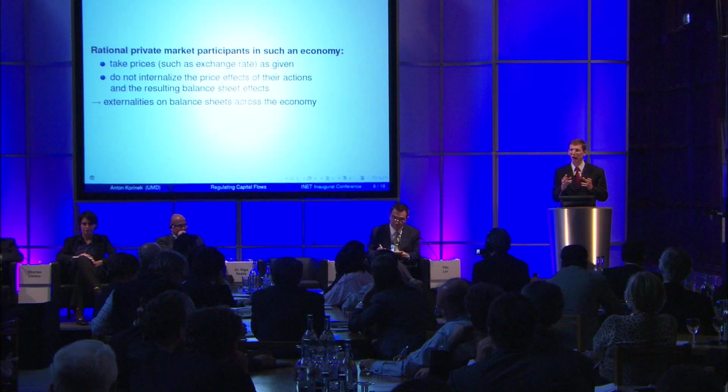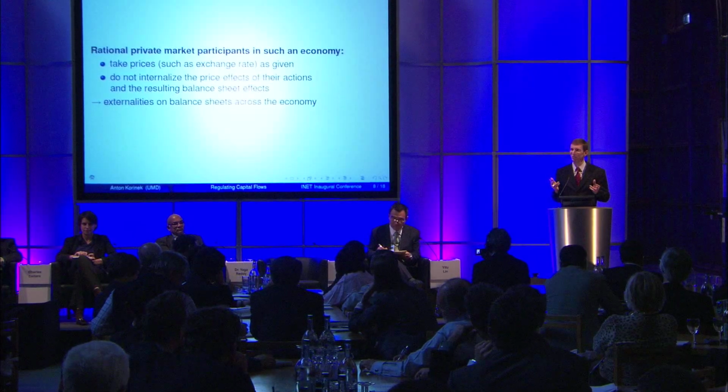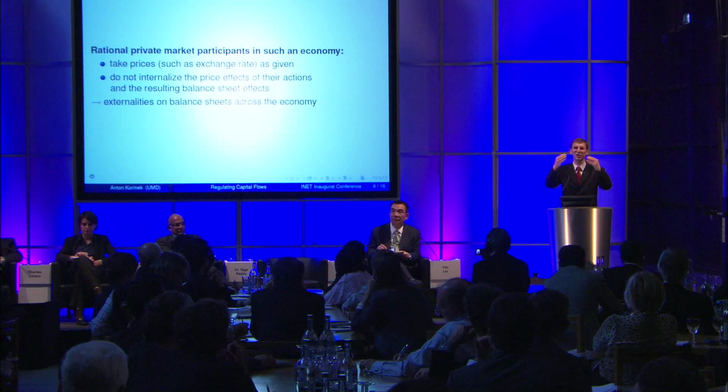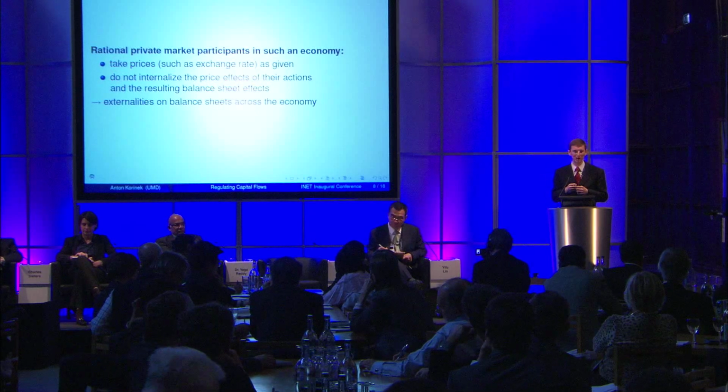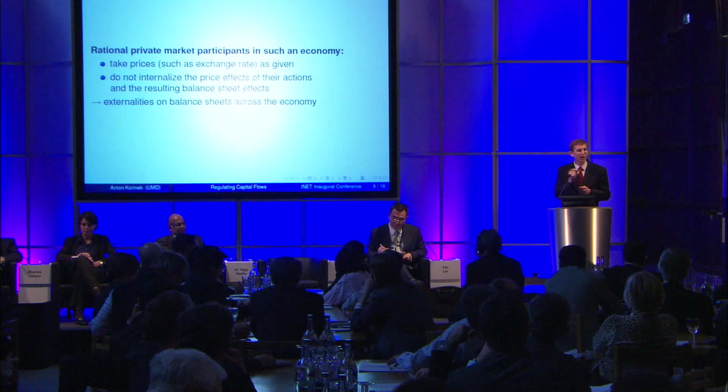So what do rational private market participants in an economy subject to such feedback loops do? Well, it is rational for small agents to take prices as given, here in this model to take the exchange rate as given. So that means in particular that they don't internalize the price effects of their actions and the resulting balance sheet effects, which leads to these negative externalities across the economy.